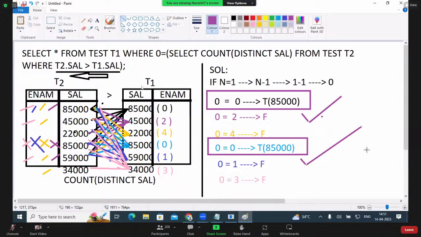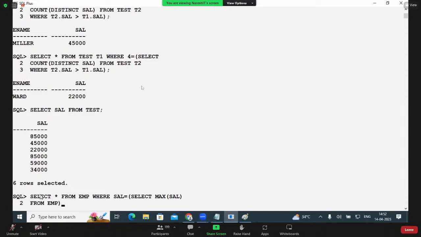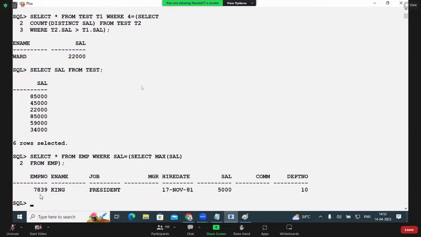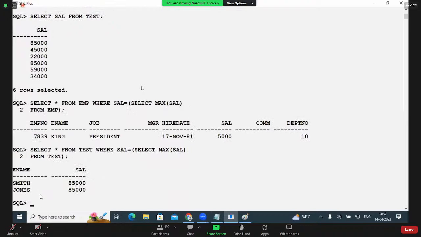But sir, here the same thing. Instead of correlated, I can write a non-correlated one also, where salary is equal to, what is non-correlated? Select max of salary from EMP. Same output. Sorry, this is the EMP table, my table I want to change. Test. From test. Okay, right. Same output.